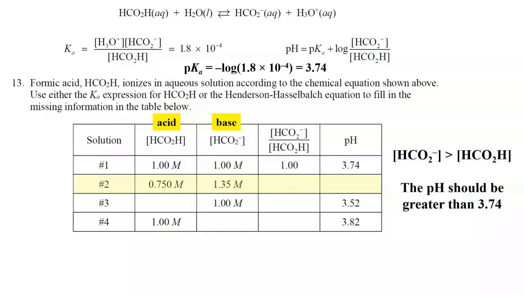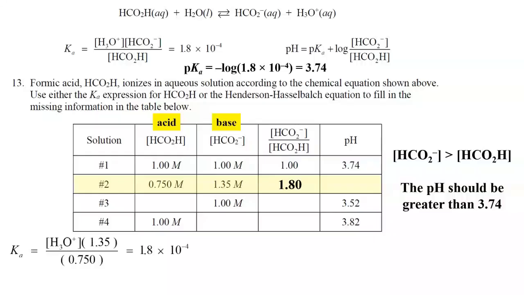So the concentration of the formate ion, which is HCO2-, is 1.35 molar, and that is greater than the concentration of formic acid, which is 0.750 molar. So when the concentration of the conjugate base is greater than the concentration of the weak acid, we know that the pH should be greater than the pKa. So we're expecting the pH for solution 2 to be higher than 3.74. The ratio of 1.35 divided by 0.75 is 1.80.